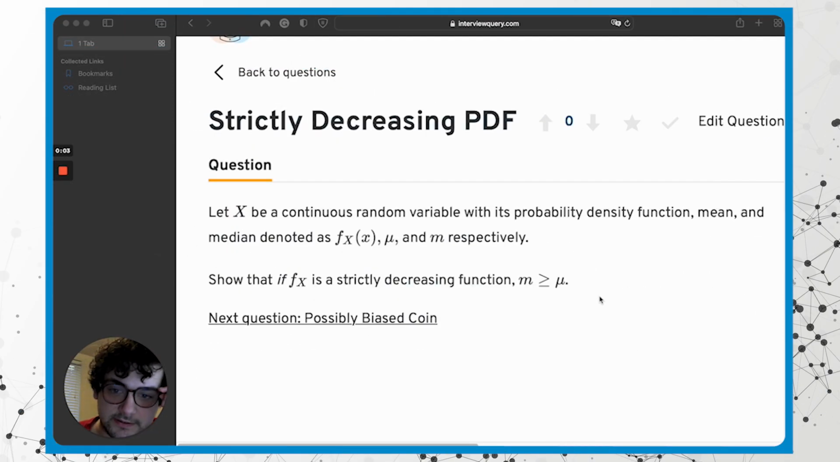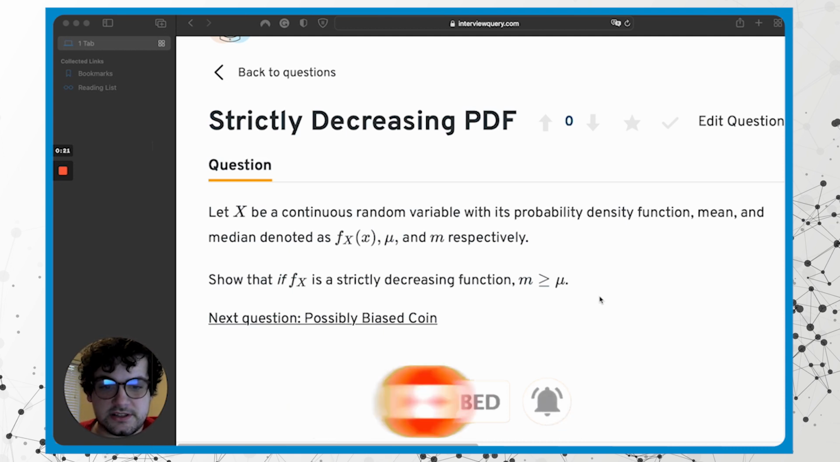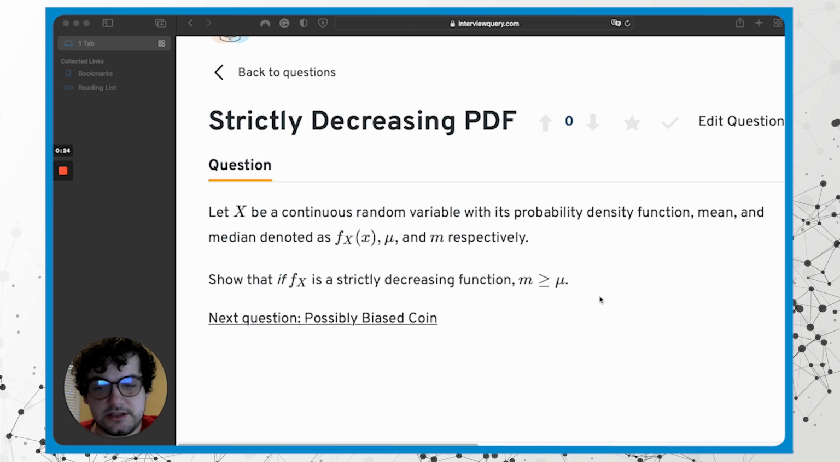All right, so this problem gives us a continuous random variable x and tells us that we have a CDF, mean, and median, noted F of x, mu, and m. And they want us to show that if the PDF is strictly decreasing, then the median is greater than the mean. Now, this is a very abstract, more proof-based problem.